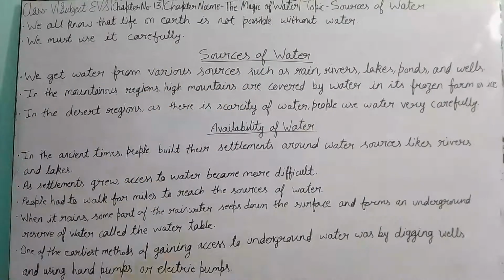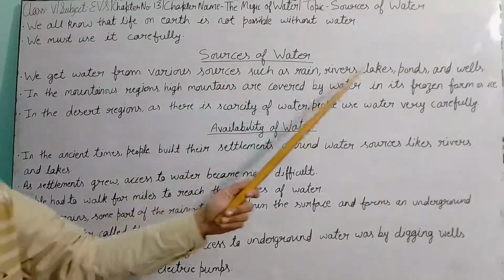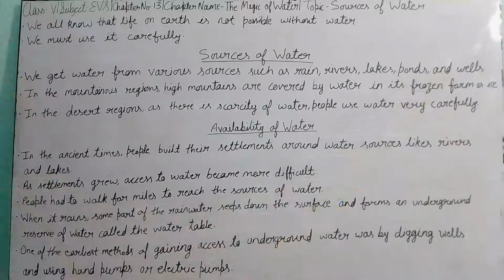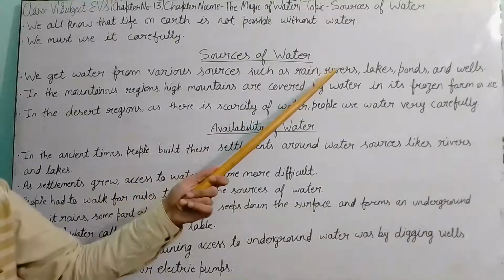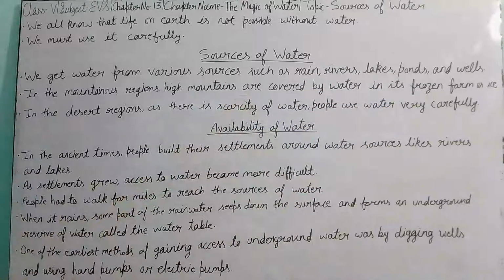Sources of water. We get water from various sources such as rain, rivers, lakes, ponds and wells. So we get water from different methods. All these are the sources by which we get the water.